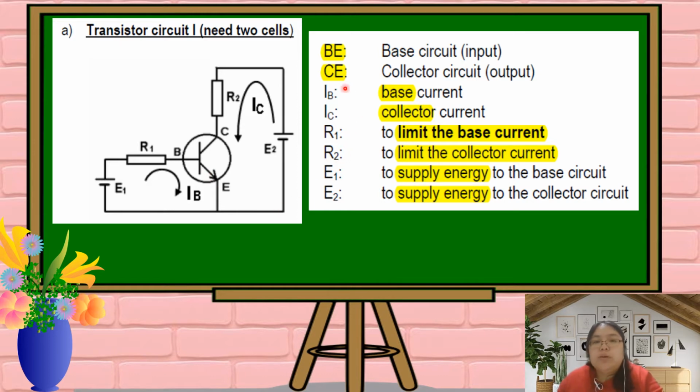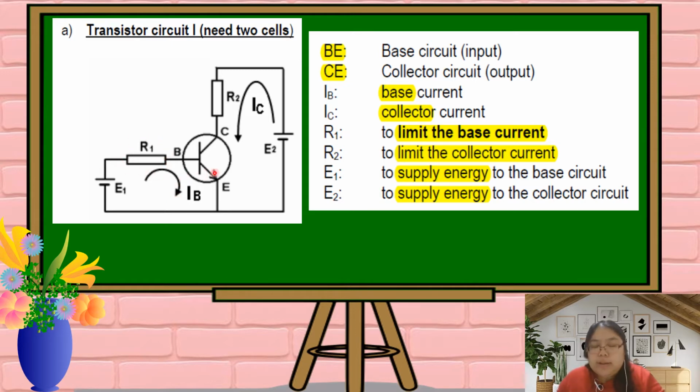Okay, now we go to introduce the labels. BE is the base circuit, the input. CE is the collector circuit. Okay, now IB and IC. IB is the base current, and IC is the collector current. Then R1. R1 is in the base circuit.